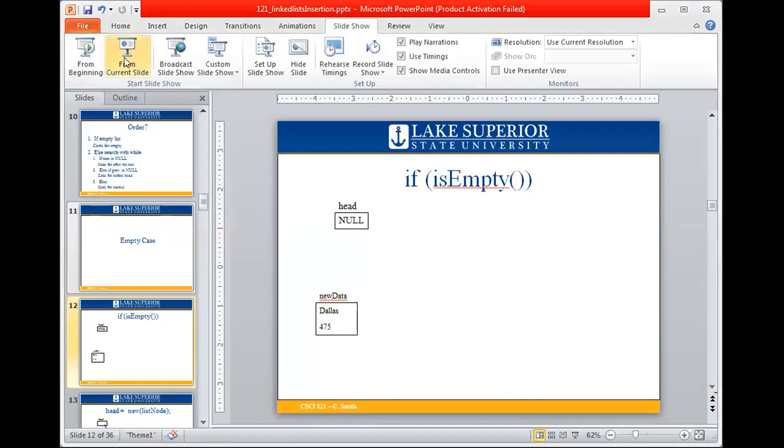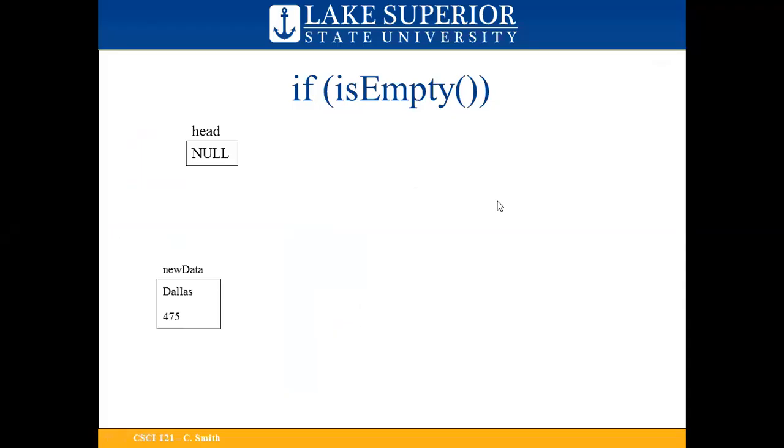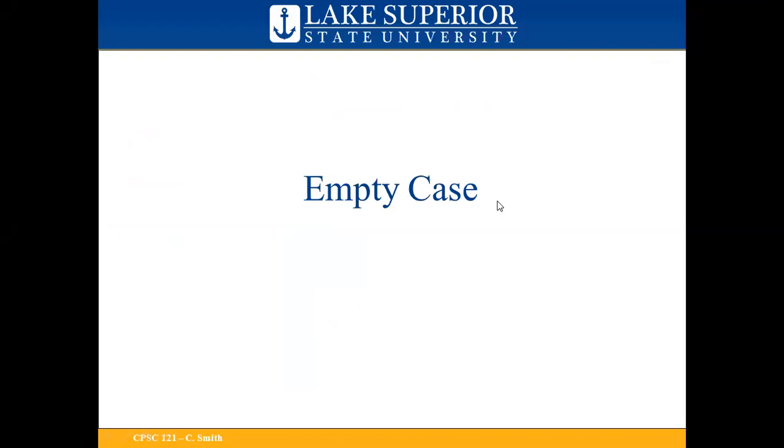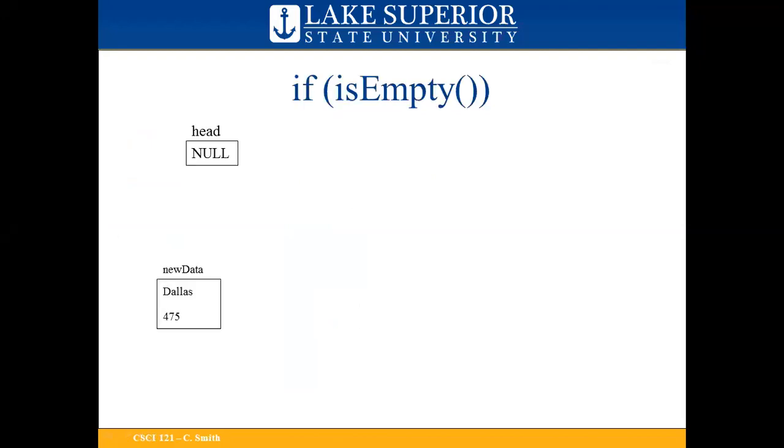Okay. So just to remind you, we're starting with the empty case, the first case to decode. We've got head equal to null. It doesn't have an address in it. Head is null. And we've got some new data to insert, and that new data is Dallas at 475. So Dallas is indeed at 475 feet above sea level. We're going to insert Dallas into the list.